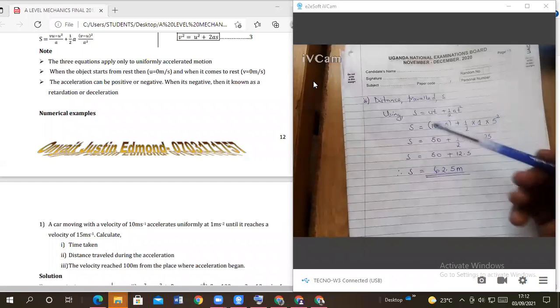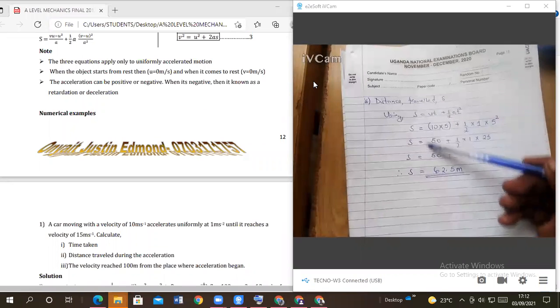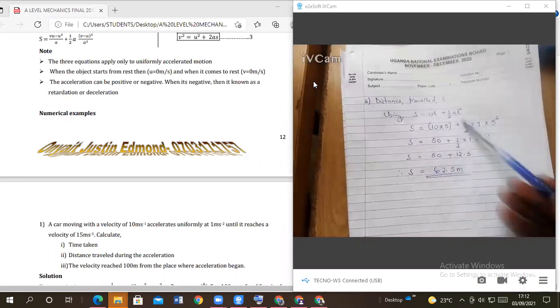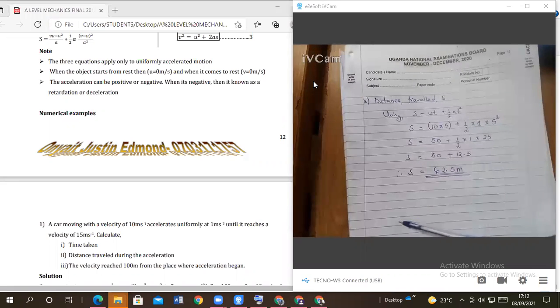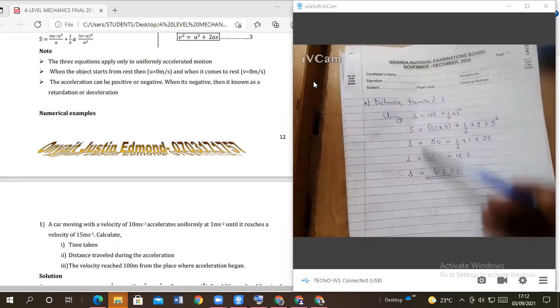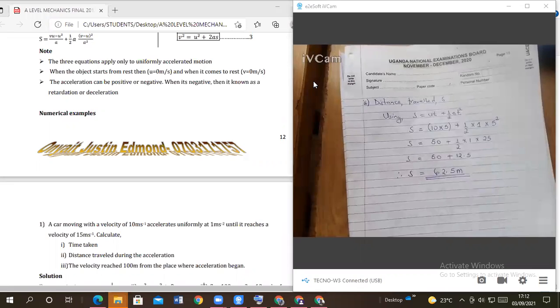Are you together, members? Yes. And also be organized. Make sure that equal signs are in one line. Some of you write in zigzag. You find S is here, then you start putting arrows to show the way you are writing. Make sure that your work is organized in one line. Equal signs must appear in one line. It will become very nice to mark your work. That's what we call being organized.